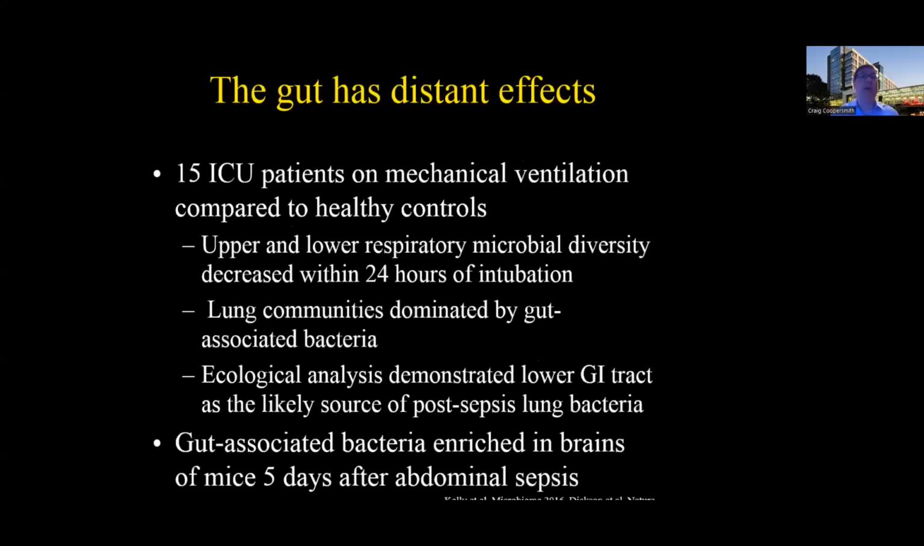The gut microbiome also has distant effects. Another small study of 15 patients on mechanical ventilation compared to healthy controls found upper and lower respiratory microbial diversity decreased within 24 hours of intubation, but remarkably, the lung community was dominated by gut-associated bacteria. And an ecological analysis demonstrated that the lower GI tract was the most likely source of post-sepsis lung bacteria.